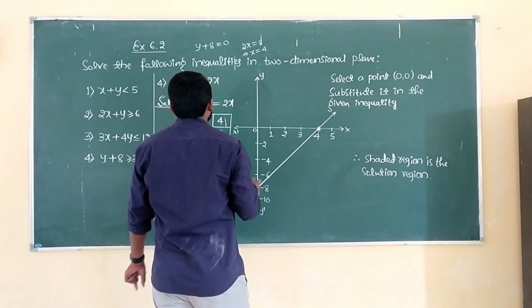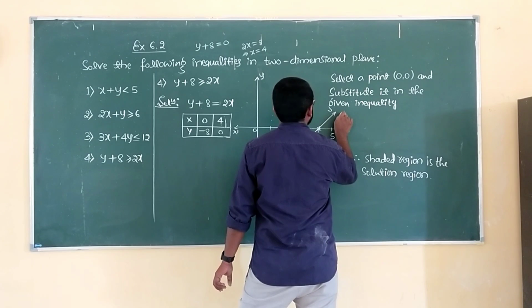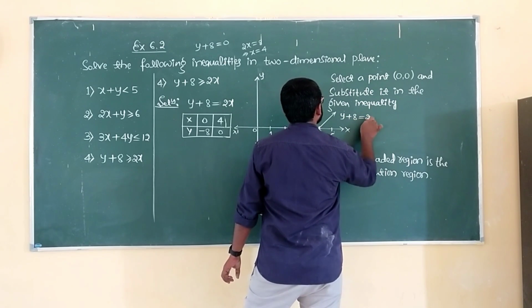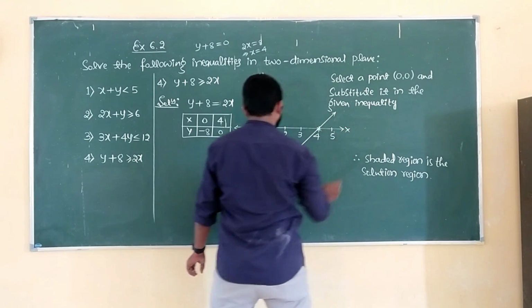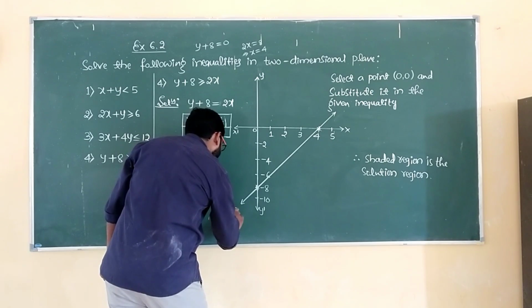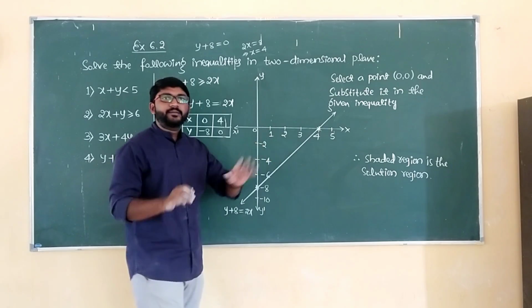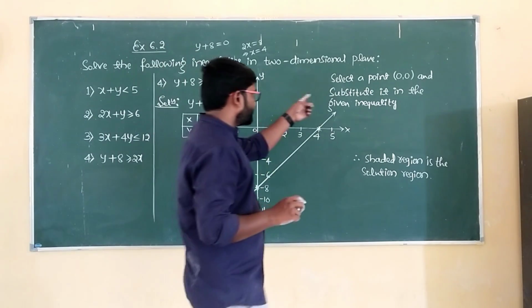Now here we have to write the equation of the line. What is that equation? y plus 8 equals 2x. We need this space for writing the inequality, so somewhere here I will write y plus 8 equals 2x. So we are done with the graph now. Now we have to go for the shading process. Again this point remains the same.